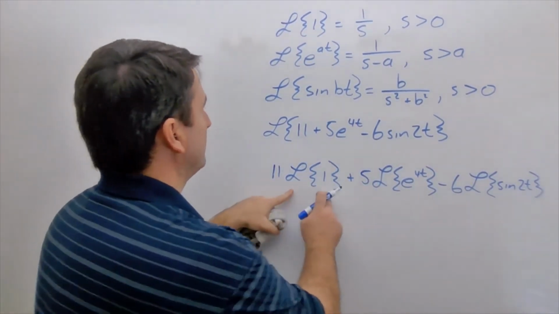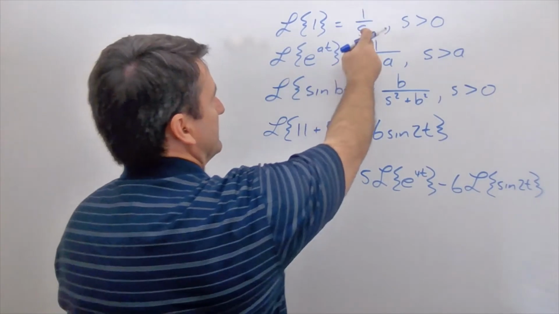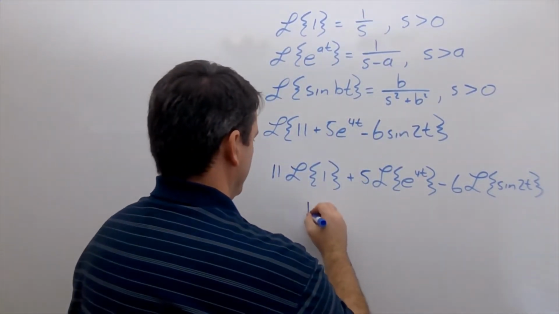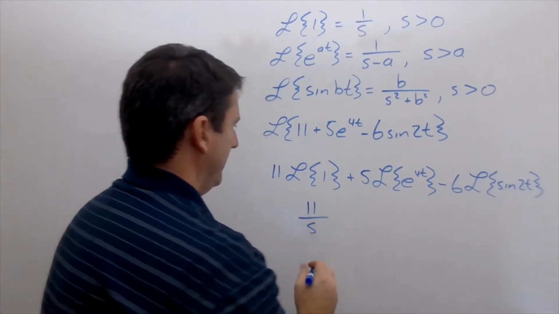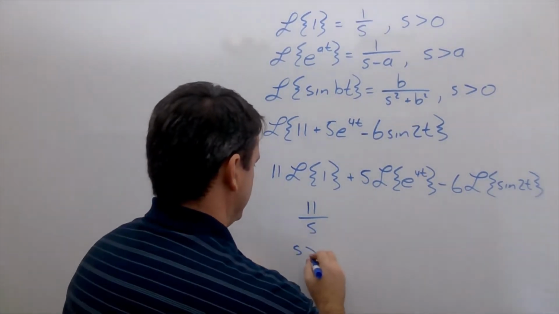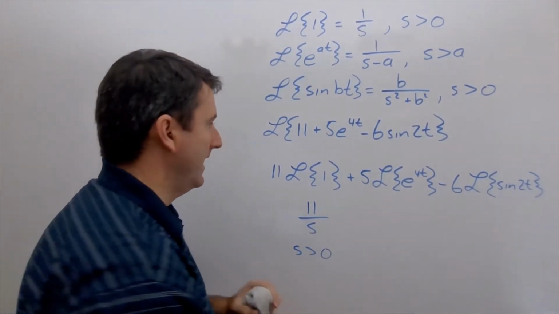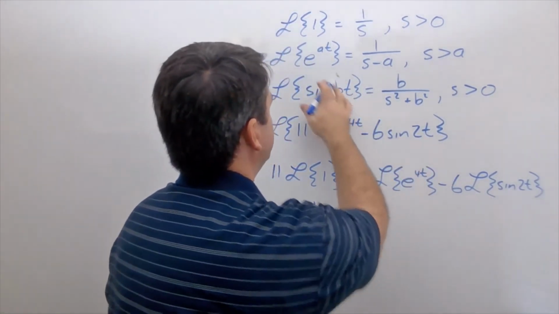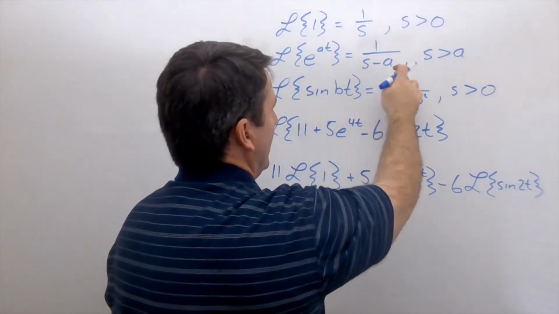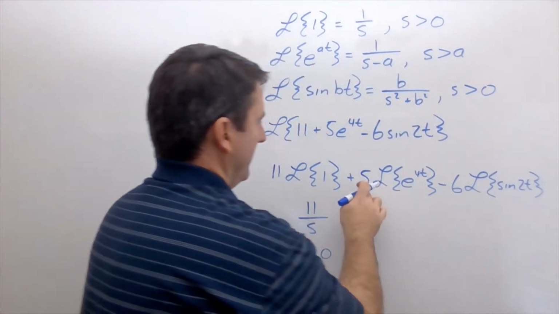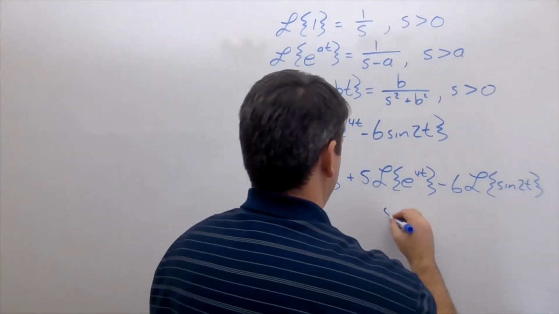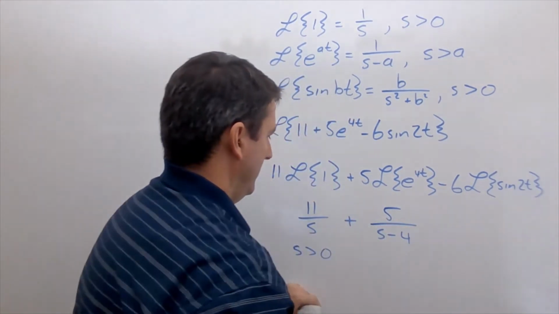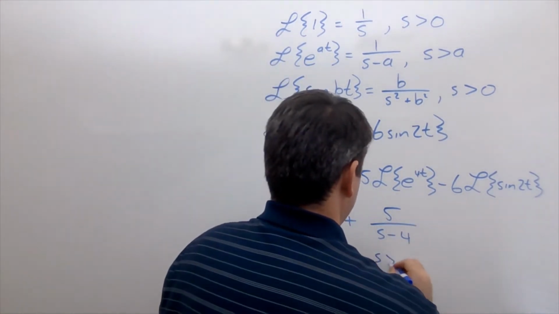So the Laplace transform of 1 is 1 over s. So 1 over s times 11 is going to be 11 over s. Again, s has got to be greater than 0. And here we have the Laplace transform of e to the 4t. Well, that's going to be 1 over s minus 4 times 5, which is 5 over s minus 4. And s has got to be greater than 4.